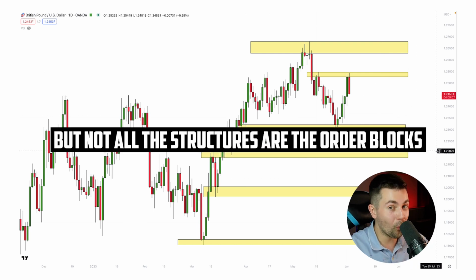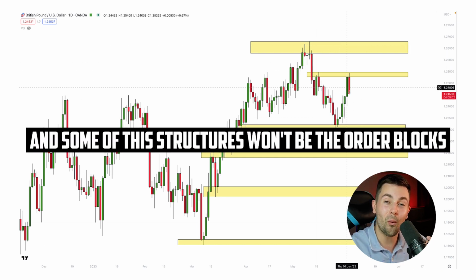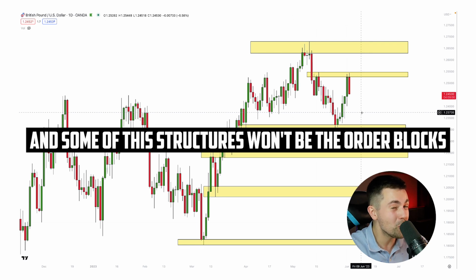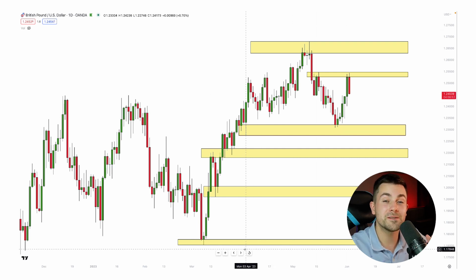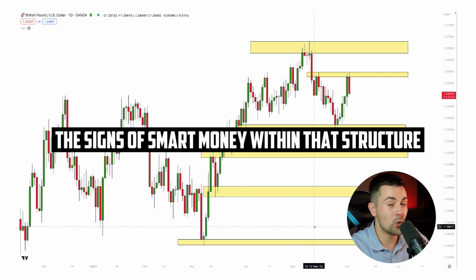but not all the structures are the order blocks, and some of these structures won't be the order blocks. In order for the structure to be the order block, we should see the signs of smart money within that structure.